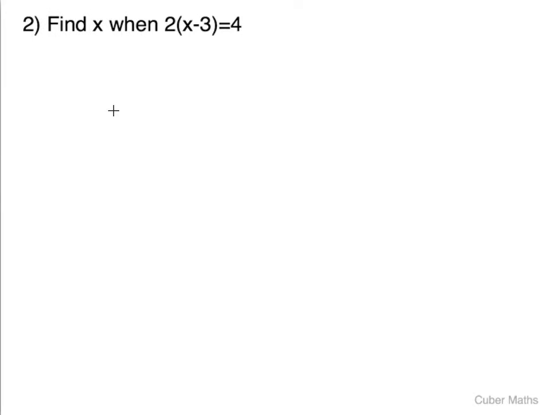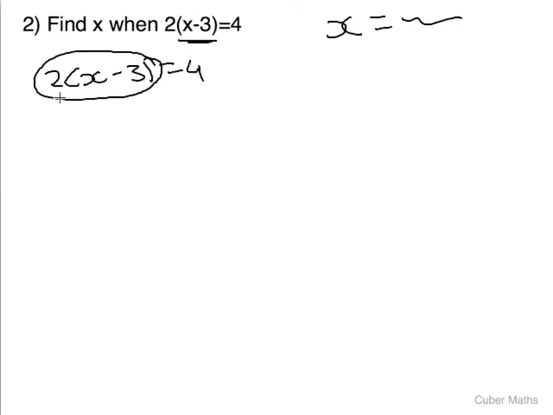Here we have our second problem, and it says find x when 2 open brackets x minus 3 close brackets is equal to 4. Now this one's slightly different because we have the brackets, but again we want to get it in x is equal to something like we did in the previous one. So we've got 2(x minus 3) is equal to 4. The first thing we need to do is get rid of this bracket. The simplest way to do that is expand it out. So all this is saying is we've got 2 times x minus 2 times 3, because we've got minus 3. If we do that, we end up with 2x minus 6 is equal to 4.